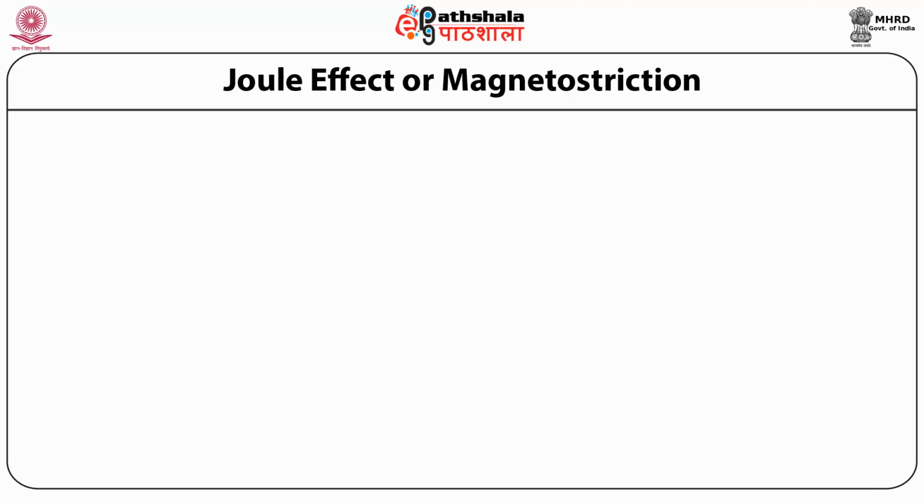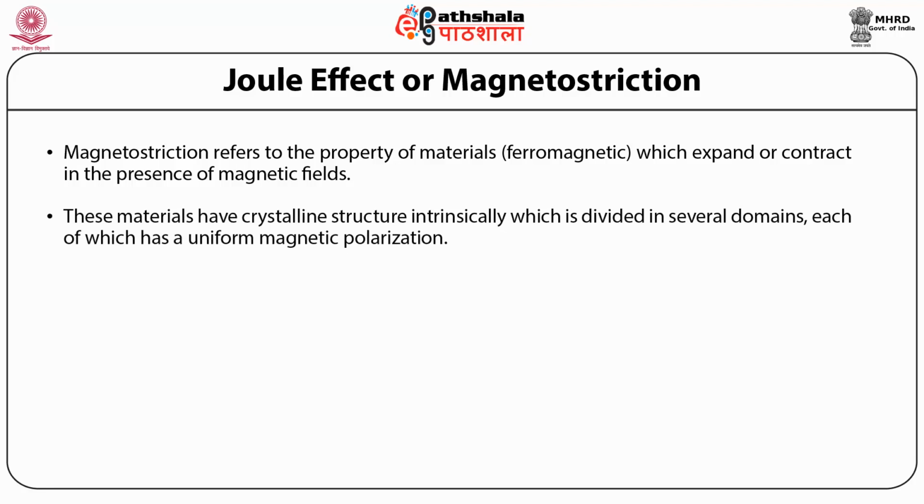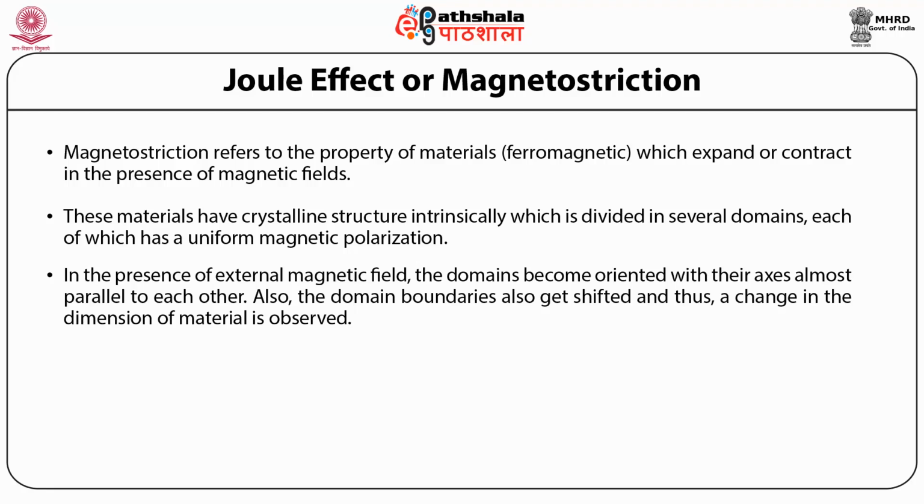Now students, let us discuss the Joule effect or magnetostriction. Magnetostriction refers to the property of ferromagnetic materials which expand or contract in the presence of magnetic fields. These materials intrinsically have a crystalline structure which is divided into several domains, each of which has a uniform magnetic polarization. In the presence of an external magnetic field, the domains become oriented with their axes almost parallel to each other. Also, the domain boundaries get shifted and thus a change in the dimension of the material is observed.